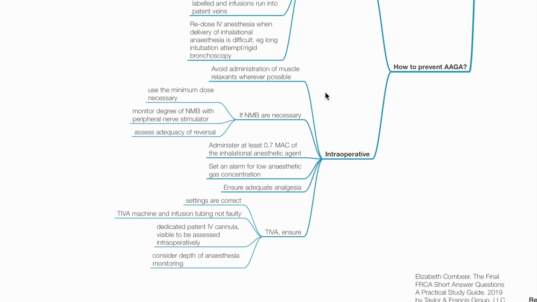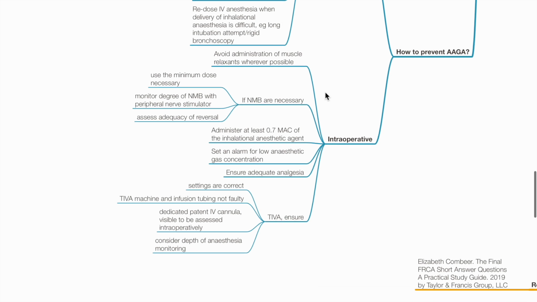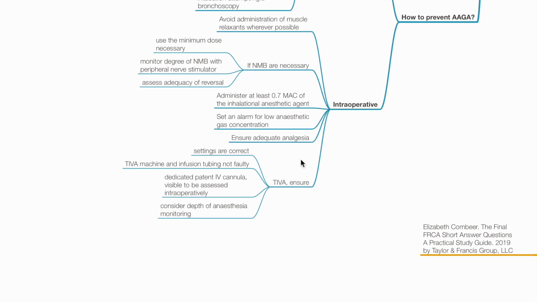Administer at least 0.7 MAC of the inhalational anesthetic agent. Set an alarm for low anesthetic gas concentration. Ensure adequate analgesia. For TIVA, ensure that settings are correct, the target controlled infusion machine and infusion tubing are not faulty, and a dedicated patent IV cannula is used for TIVA and is visible to be assessed intraoperatively. Consider depth of anesthesia monitoring.